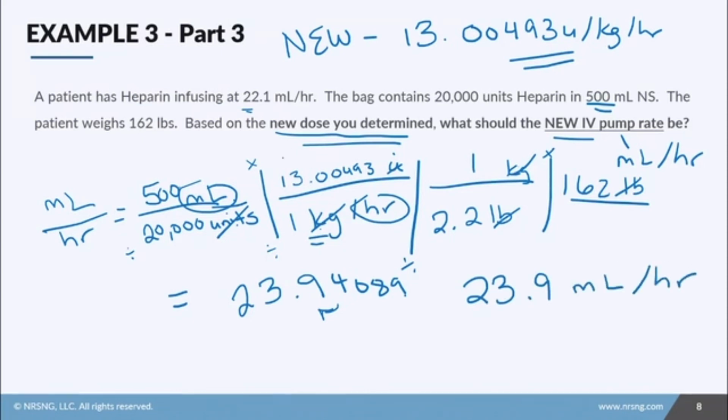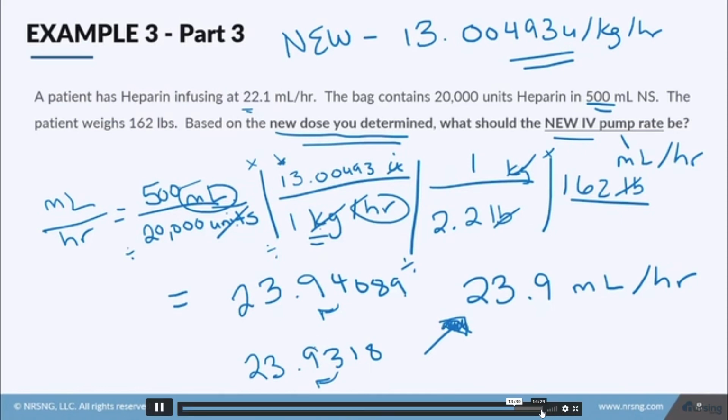Now, if you had rounded this and used just 13 as opposed to 13.00493, you would have ended up with 23.9318. Again, rounding to the nearest tenths, you still would have ended up with 23.9. However, you can see how those simple things, if this had ended up 9.5 something something and this had ended up 9.4, this one would have rounded up and this one would have rounded down. So that is why we always say to round at the end if at all possible. Okay, so there's your answer, 23.9 milliliters per hour.